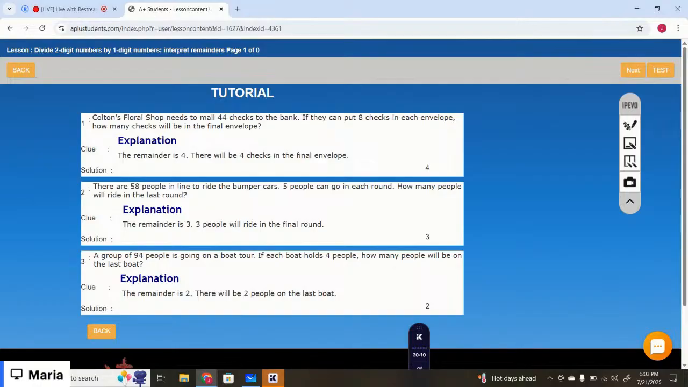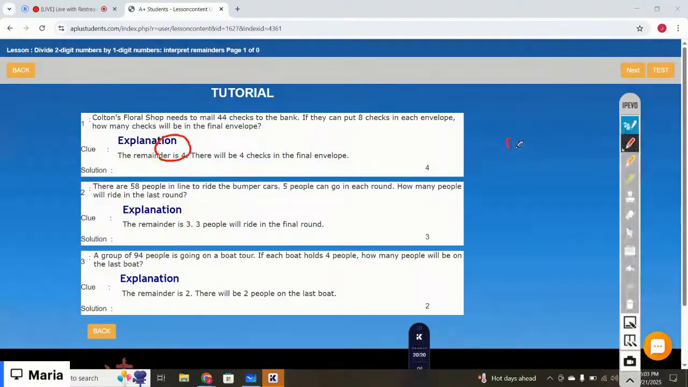So 44 checks. If they can put 8 checks in each envelope, we have a total of 44 checks. We're going to put those 44 checks into envelopes of 8, right? Let's just divide it by 8. 8 times 1 is 8, 8 times 2 is 16, 8 times 3 is 24, 8 times 4 is 32, 8 times 5 is 40, and 8 times 6 is 48.